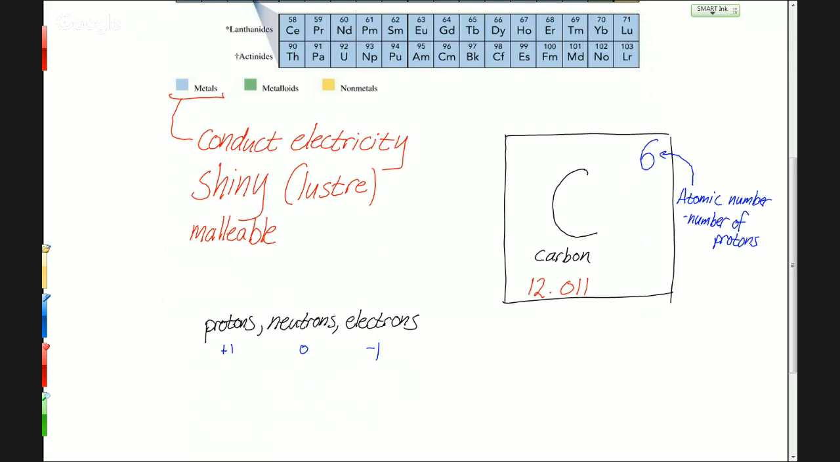Now, because a carbon atom, any atom in its neutral state, is neutral in charge, that means it has to have the same number of electrons to balance out the charge of protons. So if this carbon atom has 6 protons, that tells you that it also must have 6 electrons. So the atomic number can also tell us the number of electrons in a neutral atom.